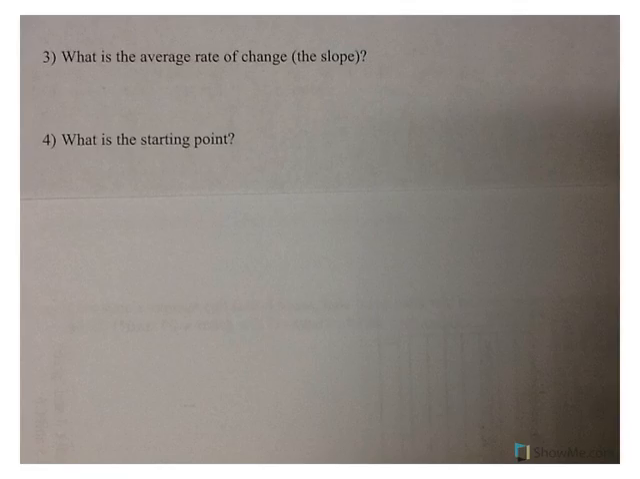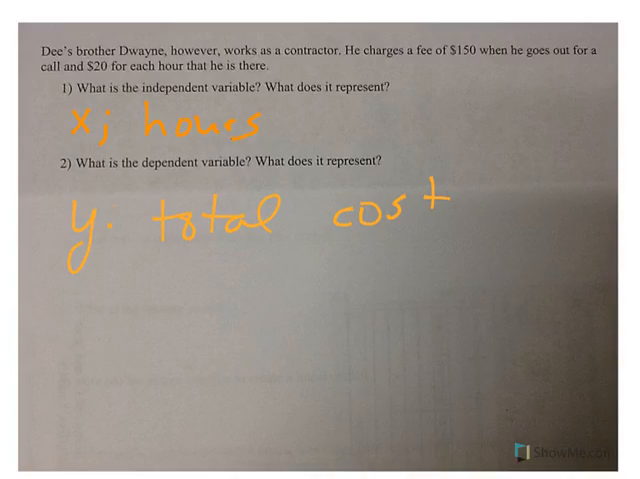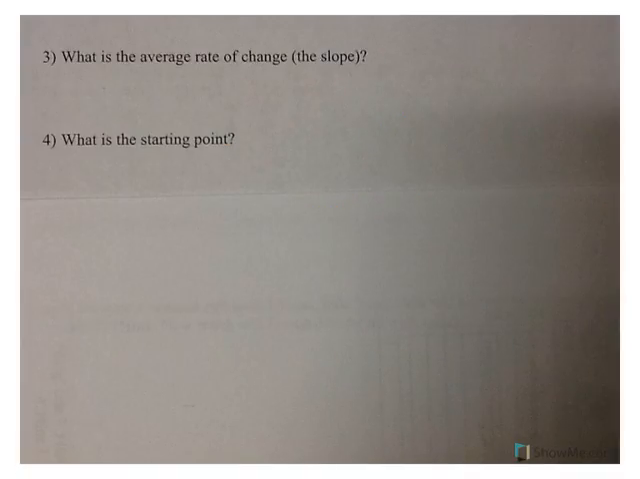The slope, or the average rate of change, is what happens over and over again at a constant. We're talking about numbers here. The flat fee of $150 happens one time. However, $20 for each hour. When you see "for each," that right there is your slope. So the average rate of change in this case is $20, because it happens over and over again. Every hour he's there, $20 more. Another hour, $20. Another hour, $20.